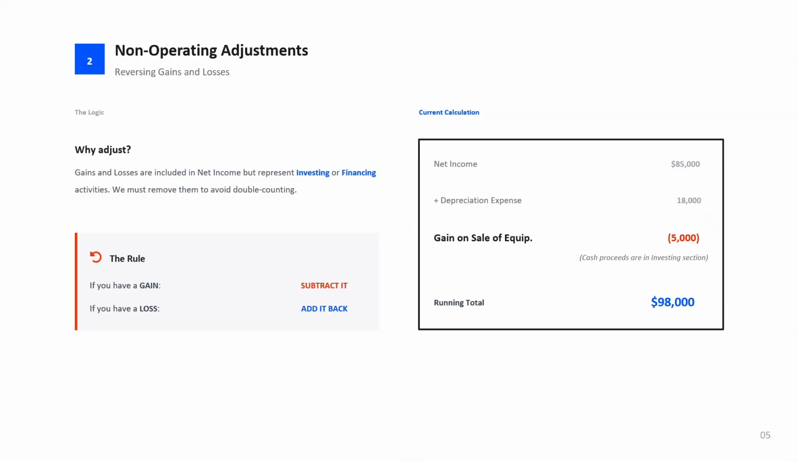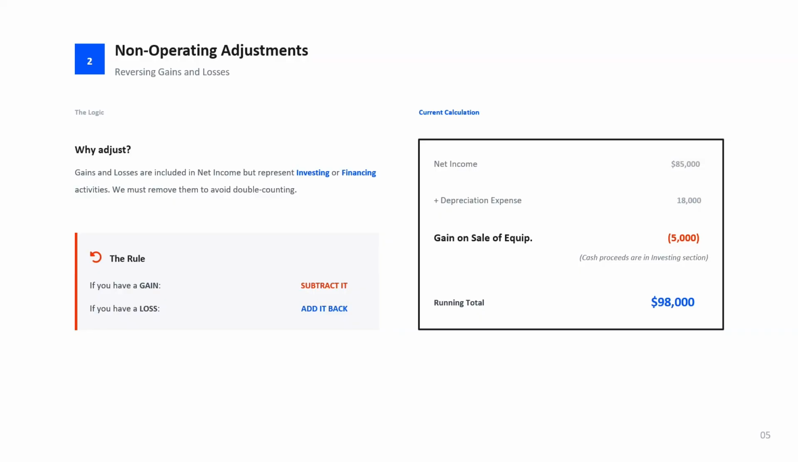Okay, now we are in the second step. Here we are adjusting for gains and losses, which are non-operating items. These gains and losses are included in net income, but the actual cash transaction belongs in the investing or financing section, not the operating section. So therefore, we need to remove them from the operating section to avoid double counting.